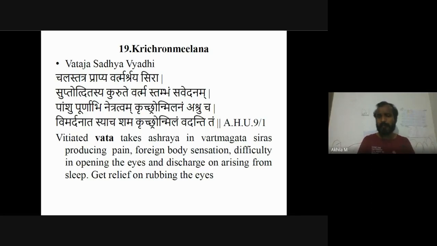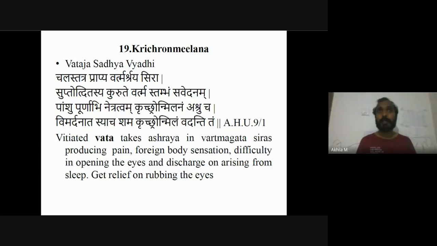From the name of the disease, Krichronmilana, we can get an idea that the patient cannot open the eye properly because of the vitiated dosha, which is Vata dosha, reaching through the siras, settling in the vartma and causing the problems. Especially after waking up from sleep, the symptoms will arise. Supto tita sakrudi, vartma stambham, savedanam, pamsu purnam iva netratvam, krichronmilanam. The patient cannot open the eye properly.